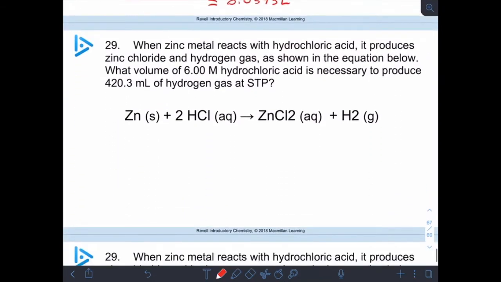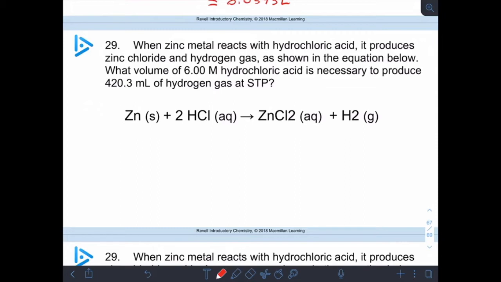All right, last one. Okay. So when zinc metal reacts with hydrochloric acid, it produces zinc chloride and hydrogen gas, as shown in the equation below. What volume of 6 molar hydrochloric acid is necessary to produce 420.3 milliliters of gas at STP?